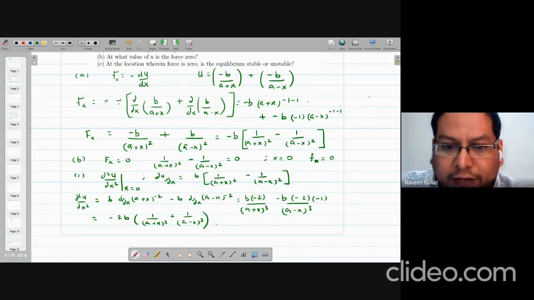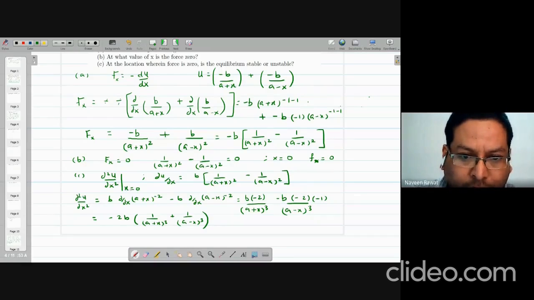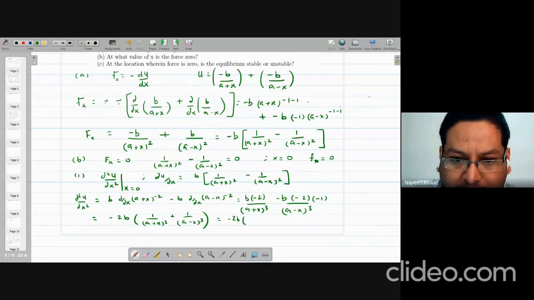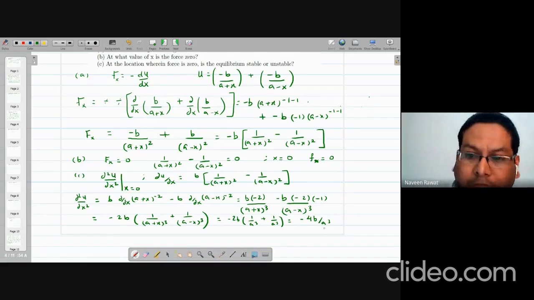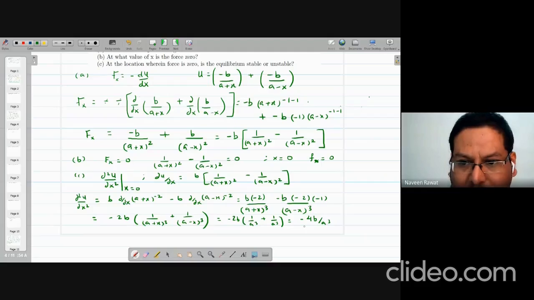Now I want to plug in my value of x equal to 0. So I have minus 2b times: for the first term, x is 0, so I get 1 by a cube, and for the second term again x is 0, so I get 1 by a cube. So the answer will be minus 4b by a cube. That is the answer we are getting.